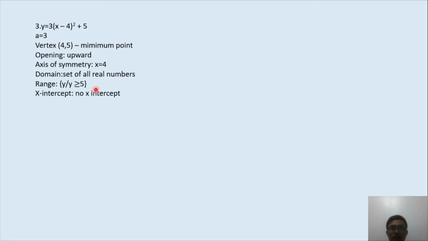Ang x-intercept, so no x-intercept. Ang y-intercept is 53. Pag ginawa nating 0 to, lalabas yung 53 as your y-intercept. So, pwede naman natin i-try. So, we let x equal to 0. So, 0 minus 4, negative 4. Negative 4 squared is 16, times 3 is 48, plus 5 is 53. Yan.